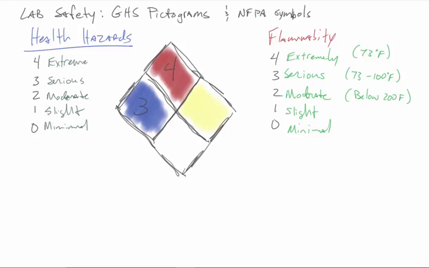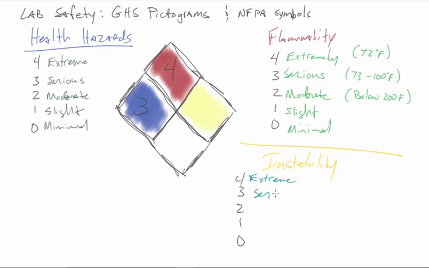So now I'm going to use a different color, yellow, so I can make sure that we see. This is instability, the yellow. Instability means, again, it's a 4, 3, 2, 1, 0, and it's extreme, serious, moderate, slight, and minimal. Same kind of things. For instability, for our extreme, this would be explosive at room temperature.